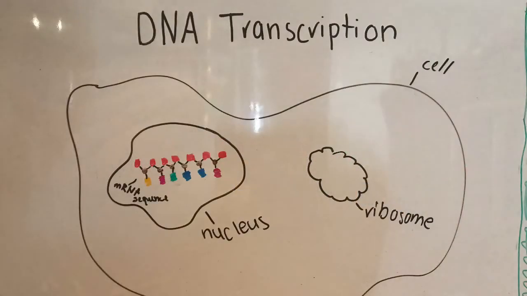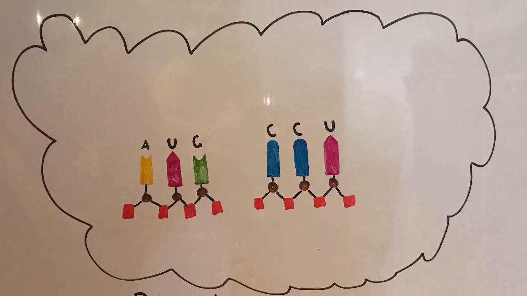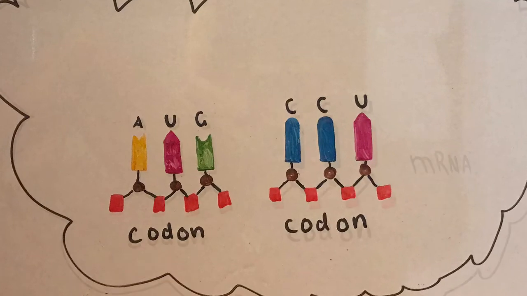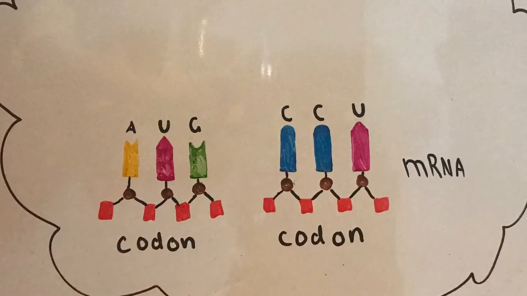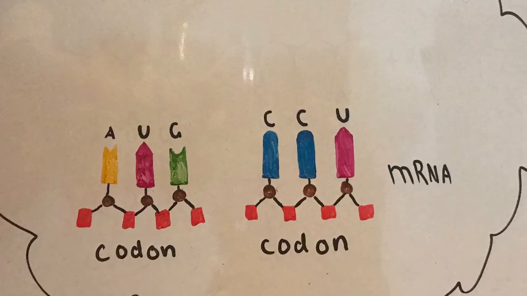Once it enters the cytoplasm, it moves towards a ribosome to begin translation. This is where the polypeptide synthesis takes place. The mRNA strand enters the ribosome and is read in groups of 3 nucleotides known as codons. Each codon on an mRNA strand dictates the specific sequence of amino acids in a polypeptide chain.